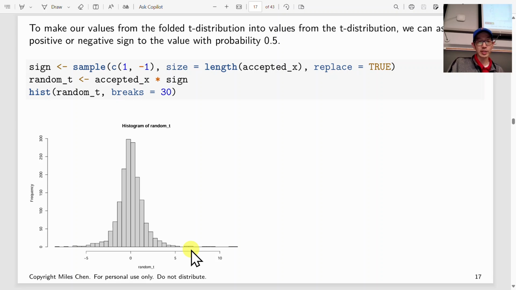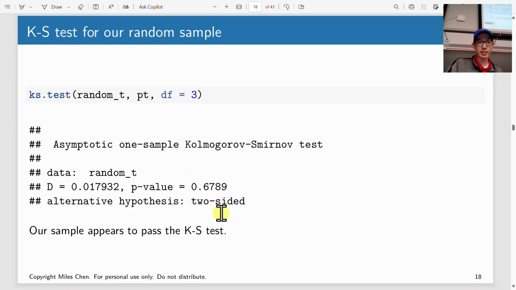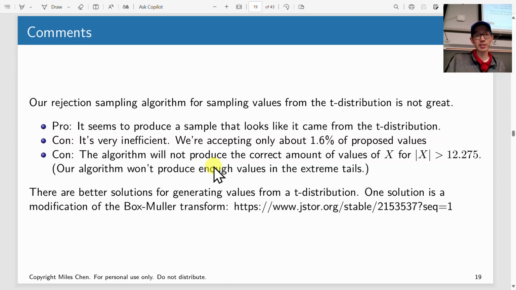So we can do that, and we can run a KS test. It passes the KS test when I compare my random t values against the theoretical CDF of the t-distribution with 3 degrees of freedom. It does pass the Kolmogorov-Smirnov test, which checks whether a sample has come from a specified distribution. So that's a good sign, but very inefficient. We're only accepting around 1.6% of the values, and it's not going to produce the correct number of values for this.